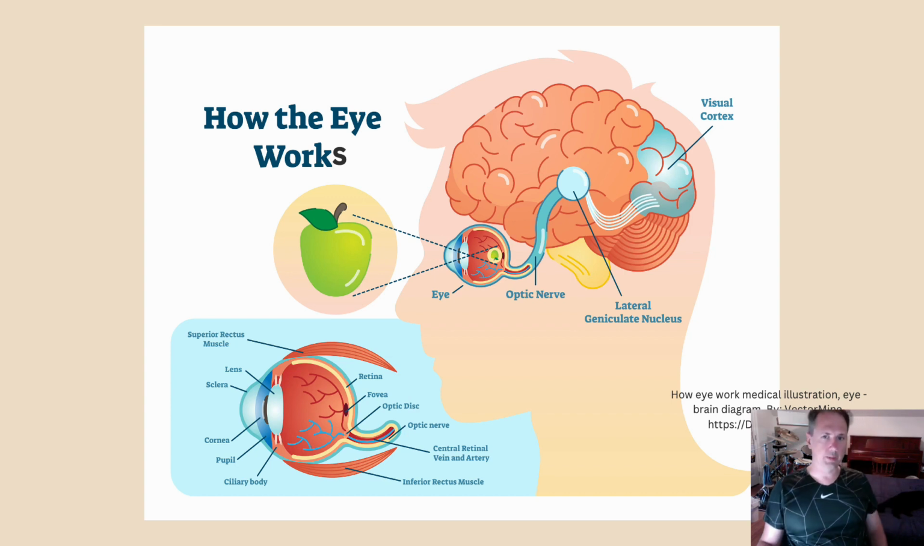This is your visual path, so the image comes in through the cornea, pupil, lens, inverts, and comes to the back of the eye. It goes through the optic nerve to the lateral geniculate nucleus of the thalamus. It then follows the optic radiations to the visual cortex in the back.